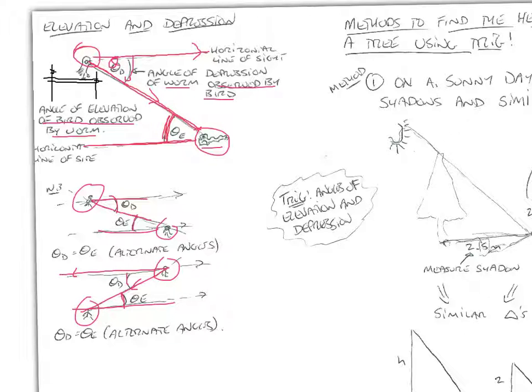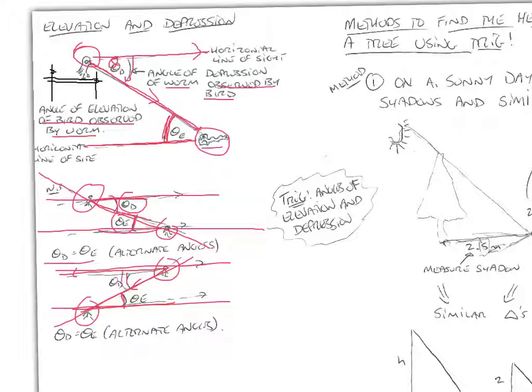What we can also notice is that because we have two essentially horizontal parallel lines, and you could call this a transversal in between the two parallel lines, we have created alternate angles theta d and theta e, and they're actually equal to each other. So the angle of depression is equal to the angle of elevation, and again here we have the angle of depression and the angle of elevation, alternate angles. A transversal cuts two parallel lines, it creates alternate angles which are equal in size.